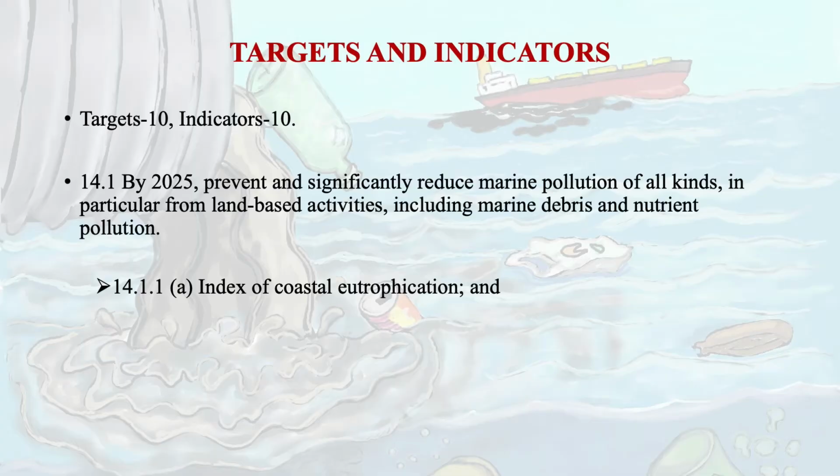To look into the progress of target 1 of goal number 14, there are 2 basic indicators proposed by the United Nations SDGs committee. One is the index of coastal eutrophication, and the second one is floating plastic density. Because if you look into marine pollution and even river pollution, plastic has become one of the important sources of waste affecting ecosystems, especially water ecosystems. So the density of floating plastic debris is one of the important indicators.